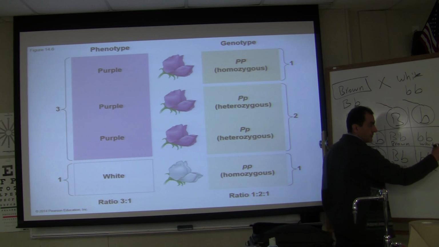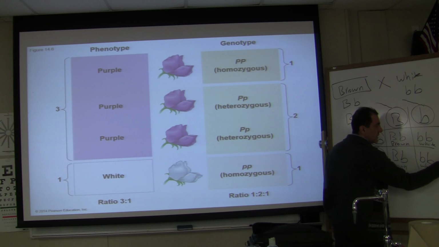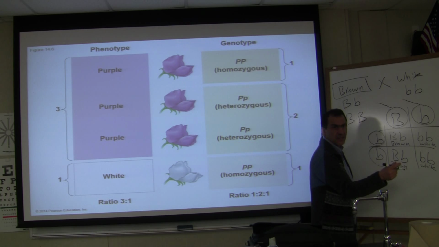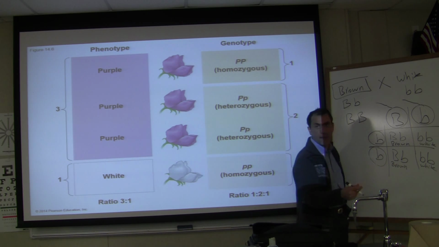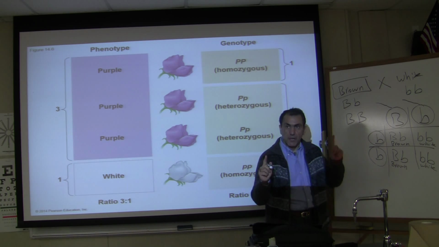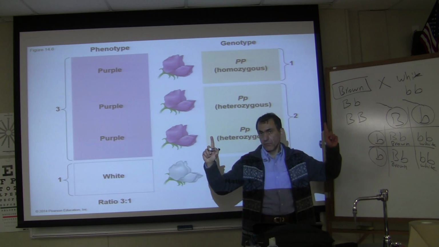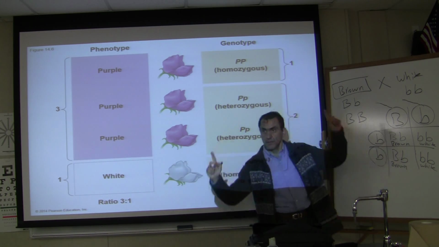And what is the phenotypic ratio? 2 to 2. You learn it in first, second grade, you divide it by 2, you simplify it, it's 1 to 1. Right? The ratio is 1 to 1. For every brown one, you get 1 white. For every white one, you get 1 brown.